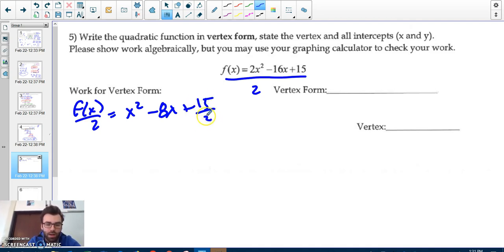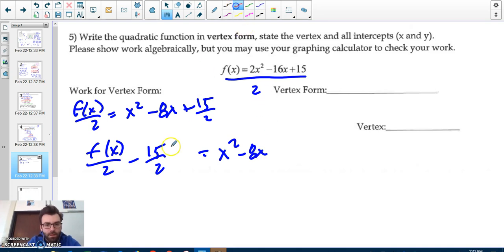To complete the square, I have to move this 15 to the other side. I'm going to leave a space here. So this is plus blank, plus blank. Okay. So, remember I need to take half of 8. Half of negative 8 is negative 4. Negative 4 squared is 16.